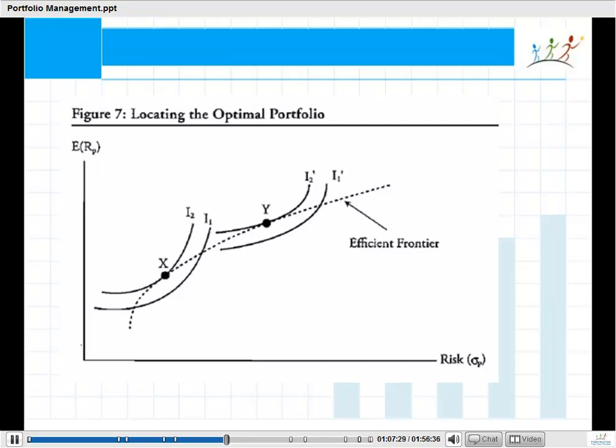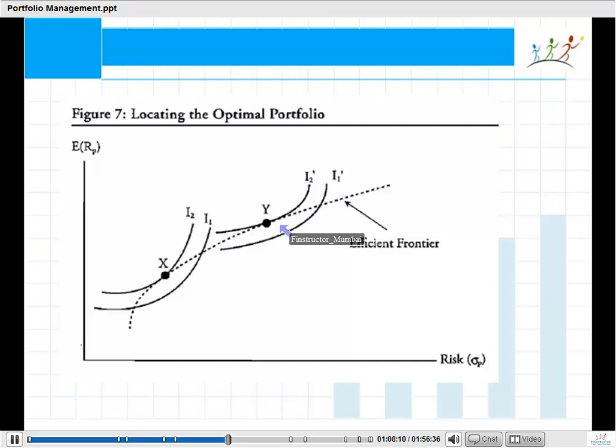So investor I dash is a risk seeking investor. Investor I is a risk averse investor. His indifference curves are steeper, so his indifference curve is tangent at a lower point. He will choose a less risky portfolio. Investor I dash has flatter indifference curves. He is more risk seeking, so he will be higher up on the efficient frontier. He will invest in a portfolio that is more risky.